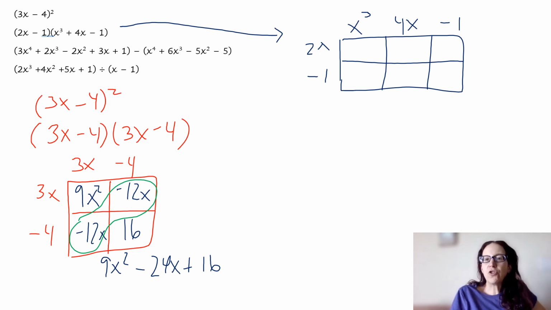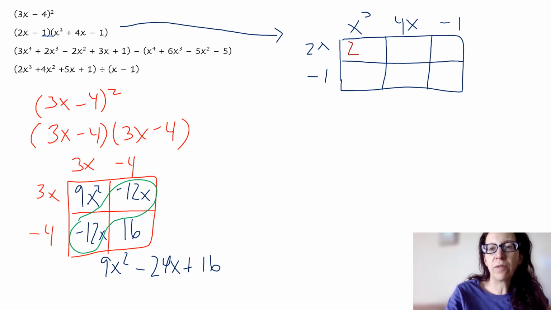So here we have 2x times x to the third, which would give us 2x to the fourth. 2x times 4x is 8x squared. 2x times negative 1 is negative 2x. Negative 1 times x to the third is negative 1x to the third. This would be negative 4x, and negative 1 times negative 1 is positive 1.